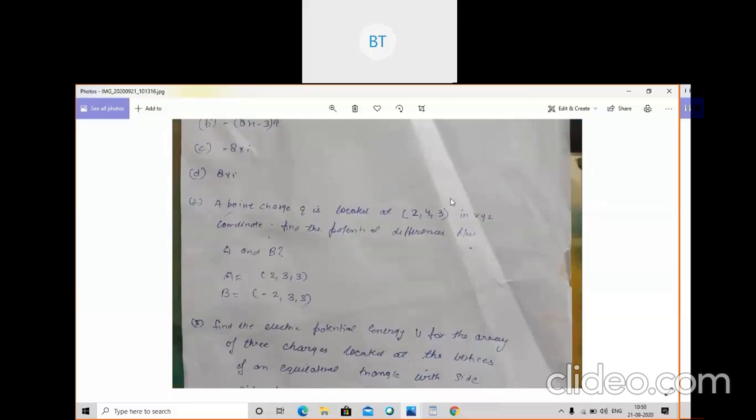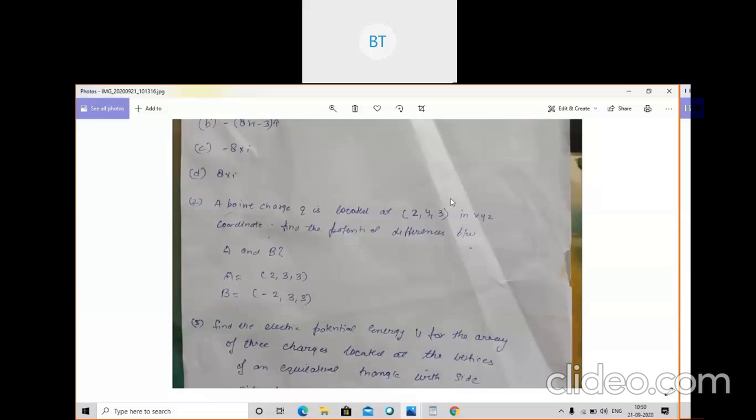Second question is this one. A point charge Q is located at 2, 4, 3 in XYZ coordinates, and they are asking you to calculate the potential difference between A and B. So this is a simple problem. You just needed to subtract those point charges from this place, and after this you needed to apply the formula.